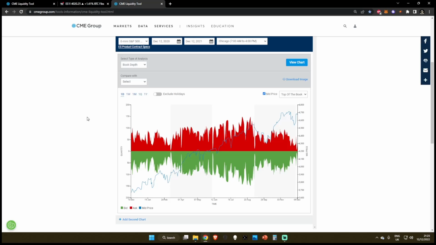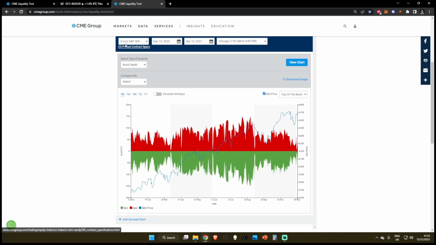Let's start off with the fundamentals though. So we're going to head over to the CME Group. I'll leave the link to this resource down below so you can use it yourself. And what we're going to be looking at and focusing on today is the book depth for the E-mini futures and the S&P 500. That might sound like a mouthful, but let me run through the fundamentals. It's actually very, very simple.